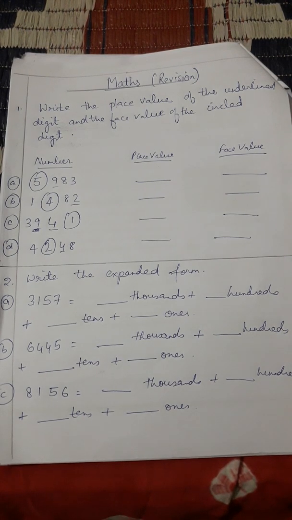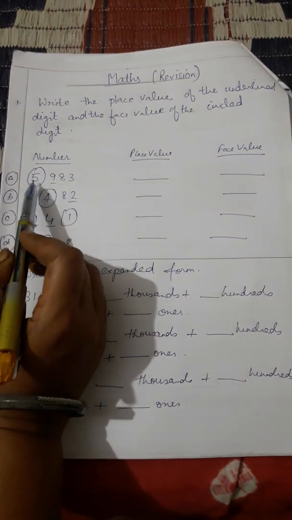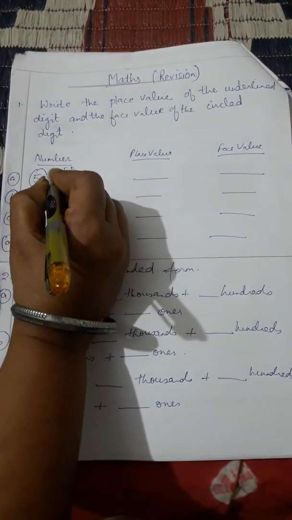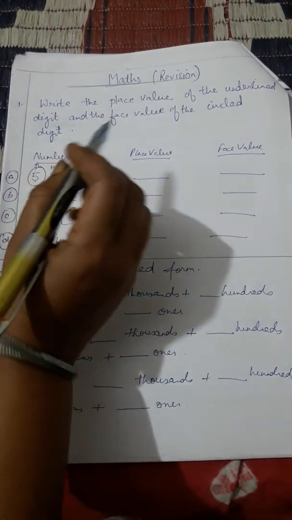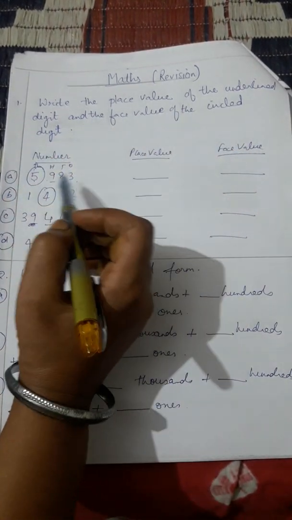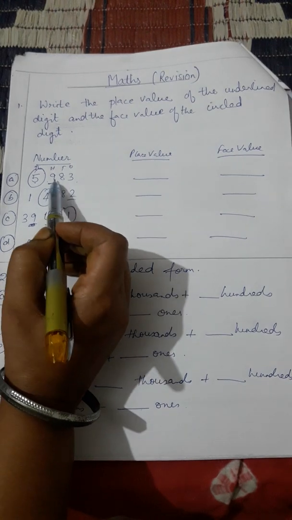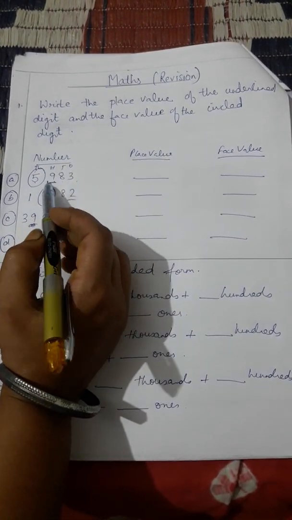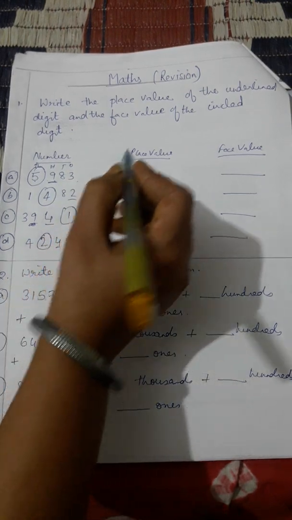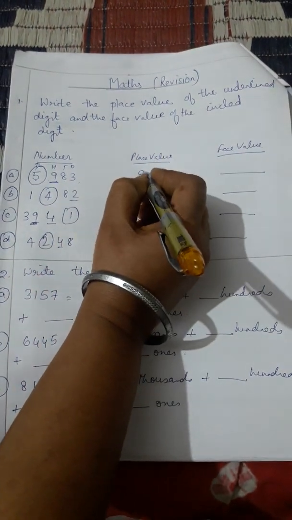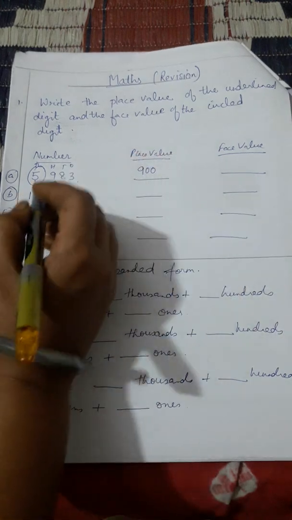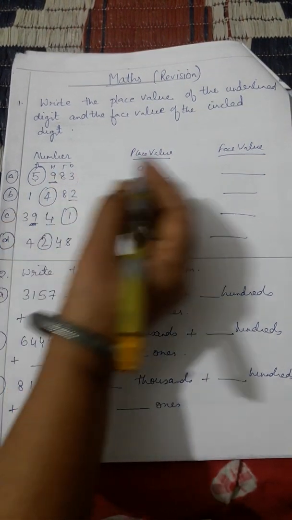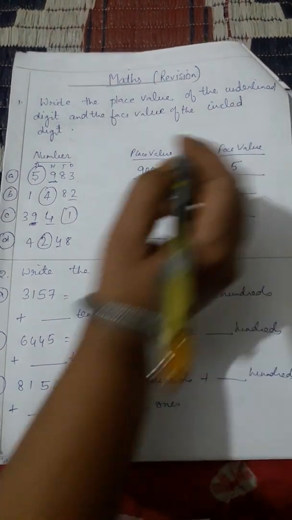Look at the first one, the number 5983. If we write down ones, tens, hundreds, thousands, we have to write the place value of the underlined digit, that is 9. What is the place of 9 in the place value chart? It is 900. So write down 900. And the face value is the circled digit, 5. So the face value will be 5.